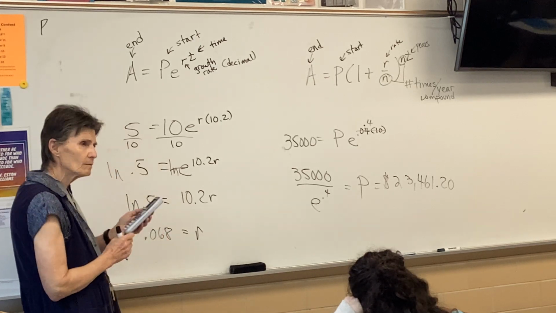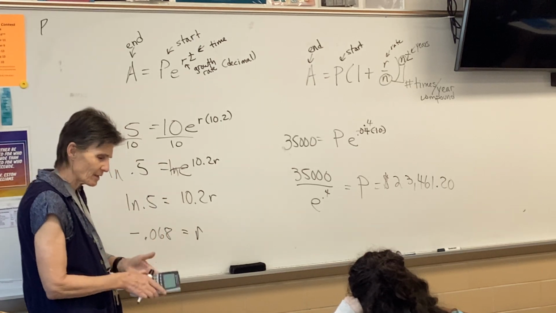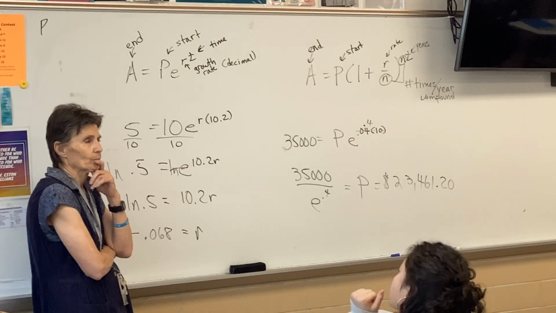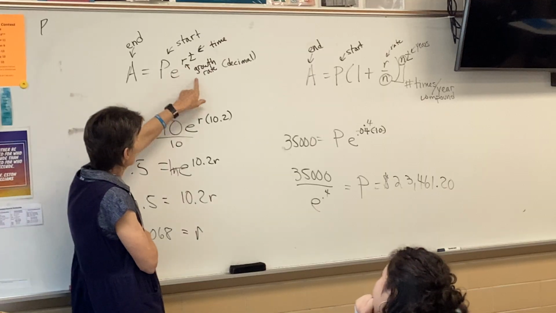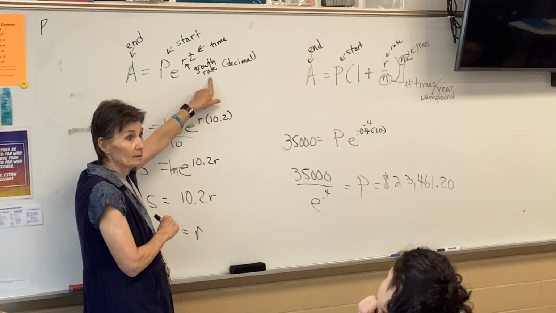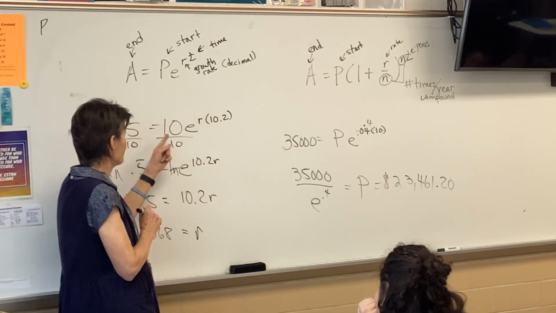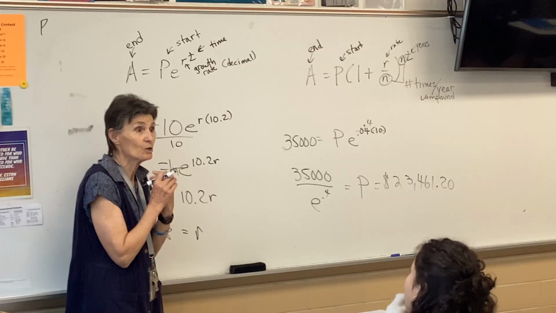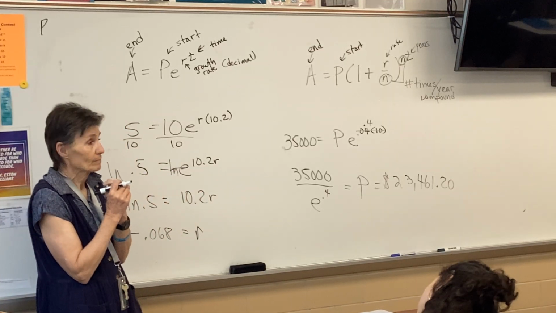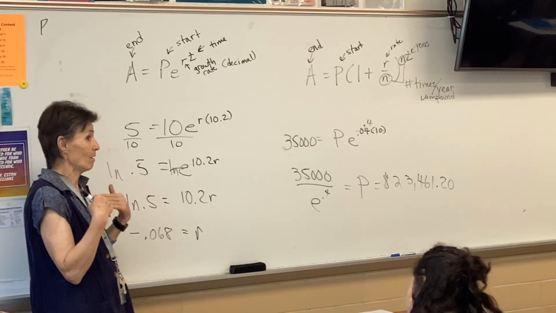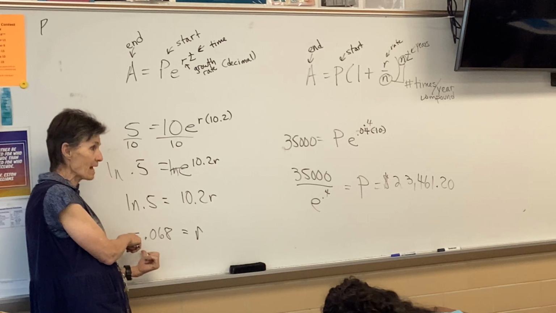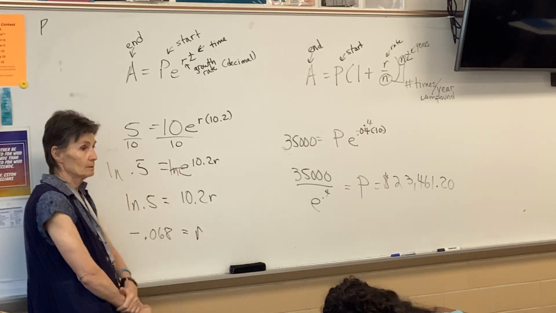Did you get that? Tell me about that negative r value. What is the r? Oh, it's decay. Exactly. r is your growth rate. If you're going from 10 to 5, you're not growing, you are decaying, and decay is negative growth. So it makes perfectly good sense. Now, if this is a money problem, you do not want to see that, because that would mean you are losing money.